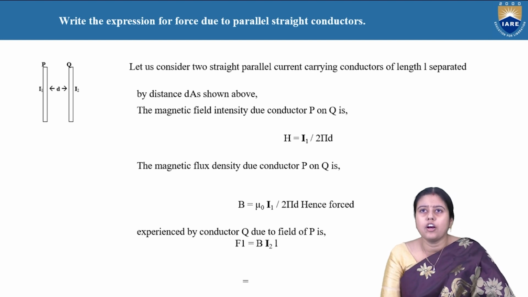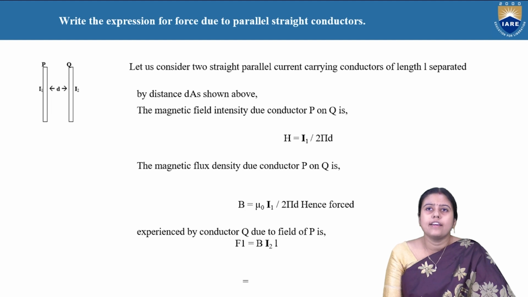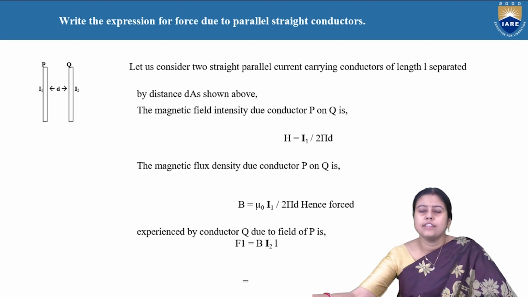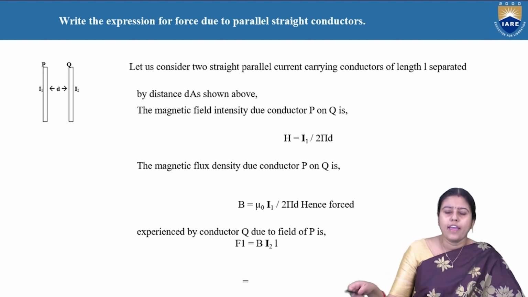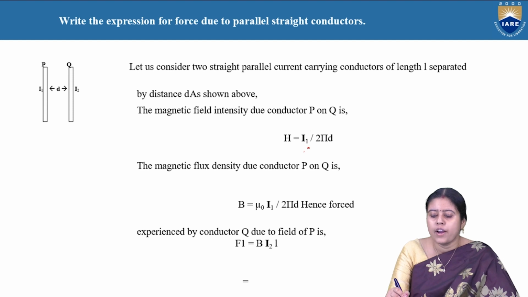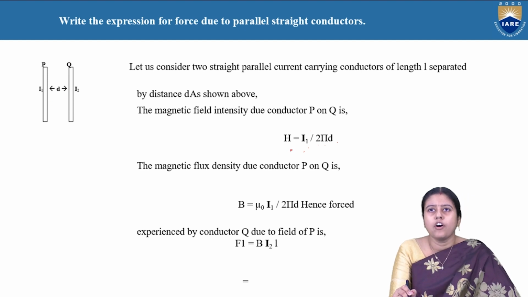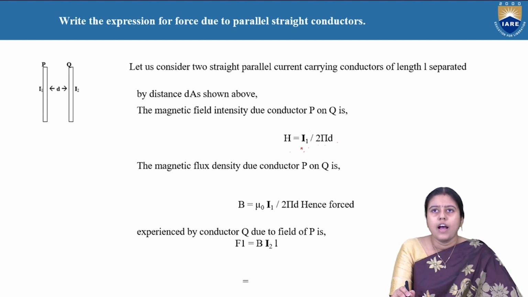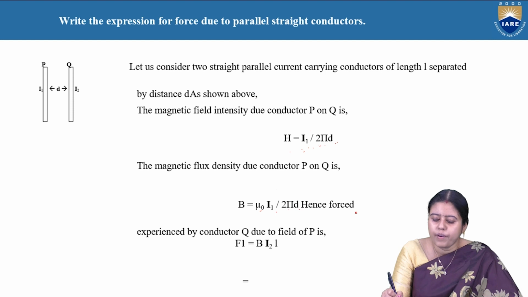Write the expression of the force due to a parallel straight conductor. Let us assume there are two parallel straight conductors P and Q, and the distance between them is D. So H is equal to I1 by 2 pi D. For the current I1, from Ampere's circuital law, we got intensity H equal to I1 by 2 pi D. So what is the flux density? Mu naught I1 by 2 pi D.